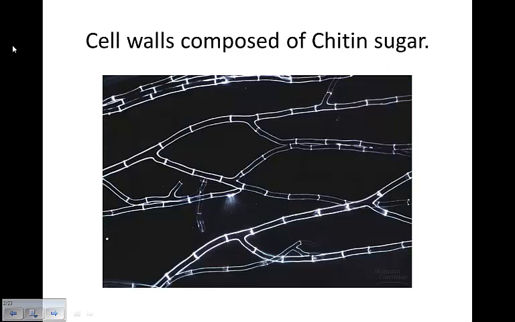Fungi have cell walls that are composed of chitin. This chitin is also found, we'll see that sometimes when we move into the arthropods, into the insects, with that exoskeleton of them. And when we look at the outside of plants, the cell walls of plants are composed of cellulose. Fungi are composed of chitin.